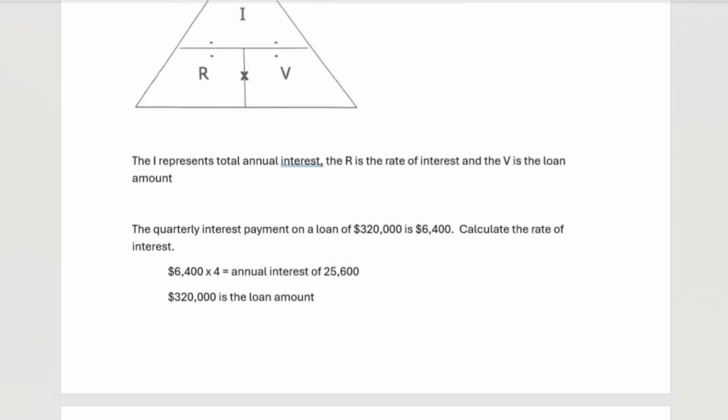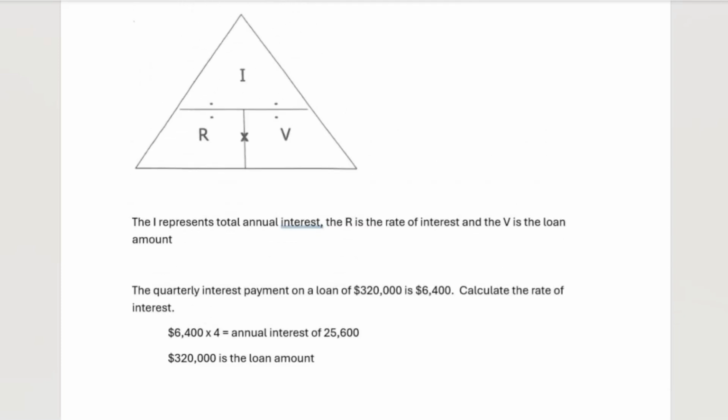Now, we have interest problems, and we are going to use the IRV formula once again. So in the IRV formula for your interest loan problems, the I is going to represent the total annual interest. The R is the rate of interest, and the V is the loan amount.